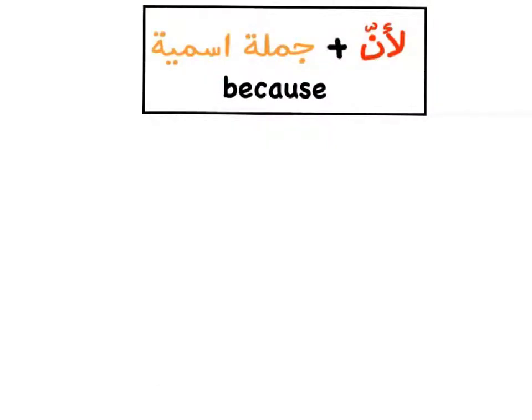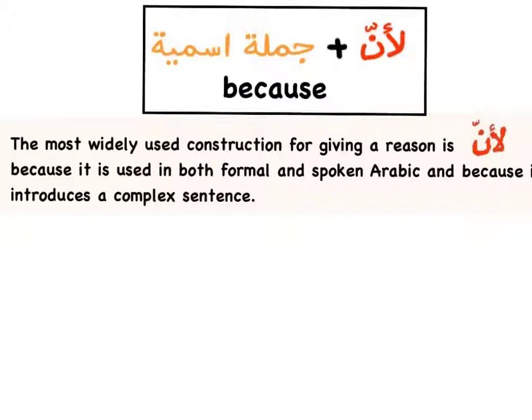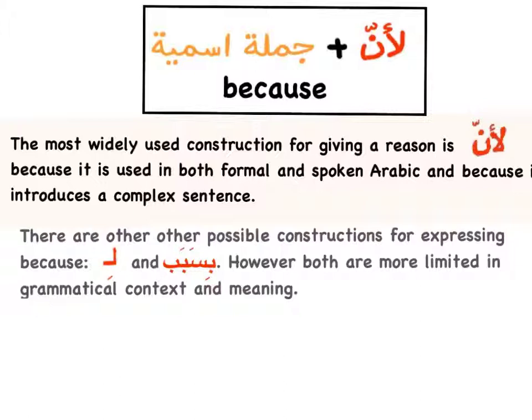Okay, I'm going to help you give more excuses in Arabic. So, how do we say because? We use لأن plus جملة اسمية, a nominal sentence. Let's look at this in depth, shall we? The most widely used construction for giving a reason is لأن, because it is used in both formal and spoken Arabic, and because it introduces a complex sentence, and yeah, usually excuses are complex, right? Of course, we have options. There are other possible constructions for expressing because, لي and بسبب. However, both are more limited in grammatical context and meaning, so لأن is the bomb.